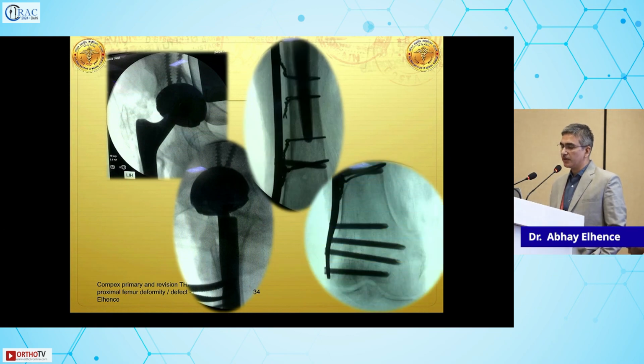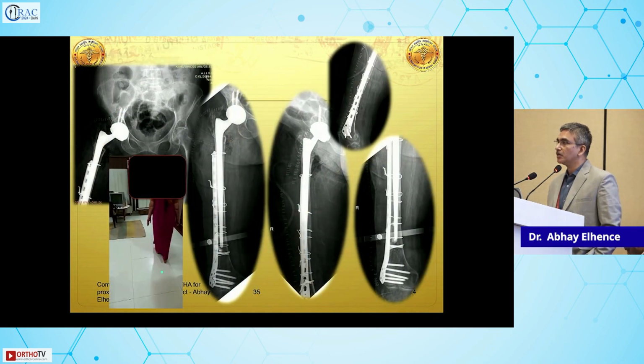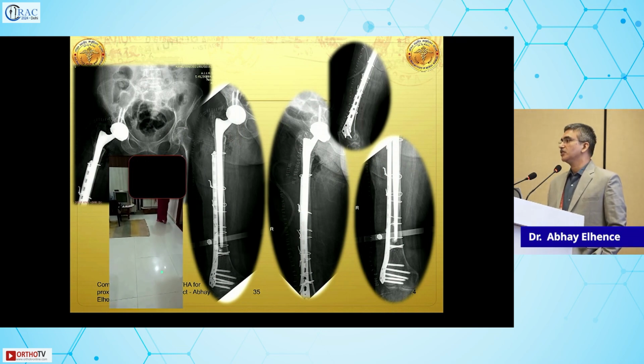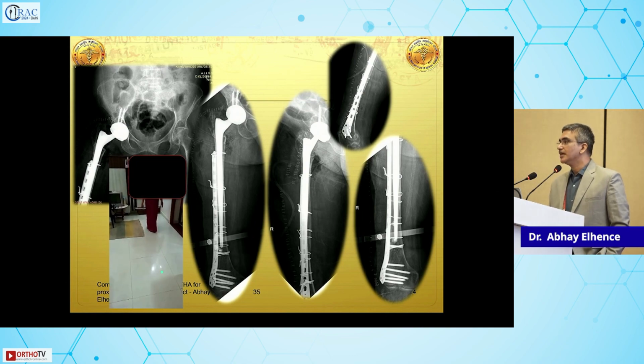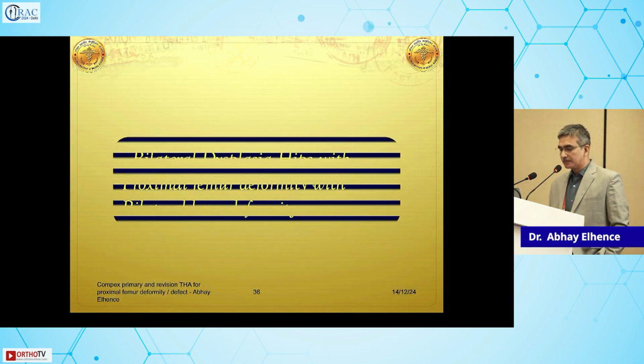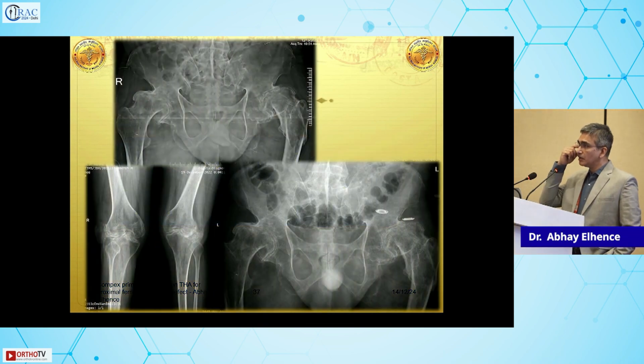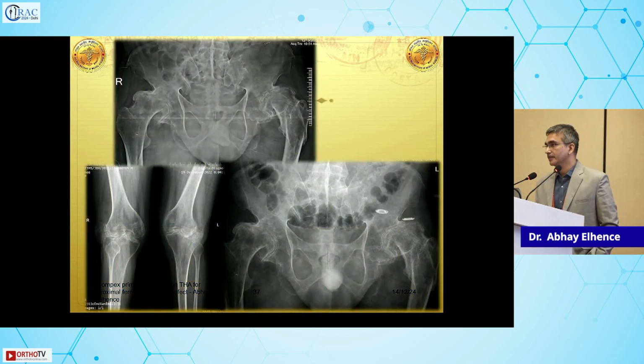And this is one patient where we had a fracture on the table. So we had to do a stabilization of the fracture with a plate, so that this patient ultimately went on to healing and walked very well. Again, bilateral dysplastic hips. This was a gentleman who had not walked for 25 years. He came into the OPD with this.